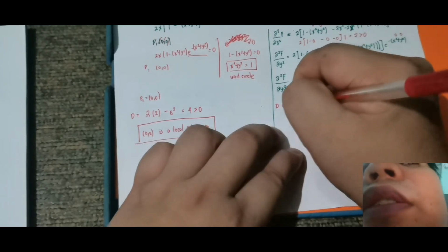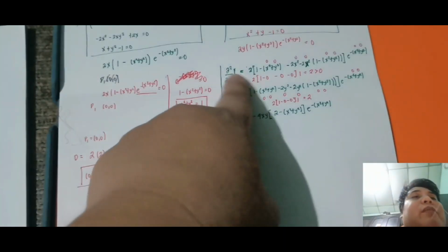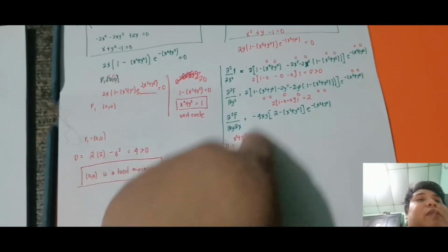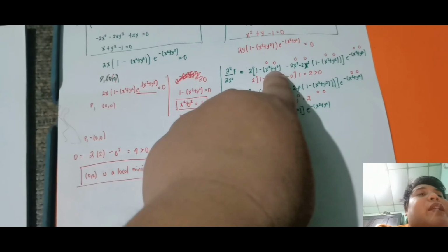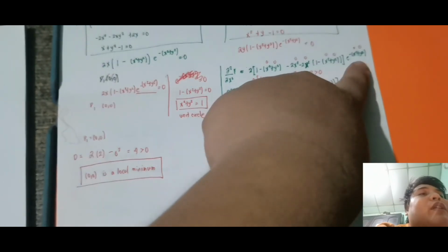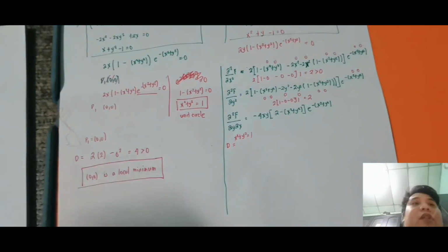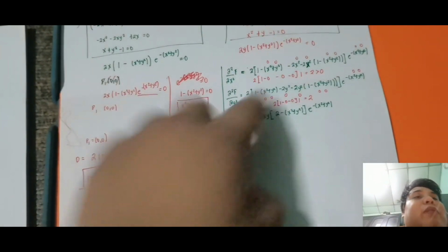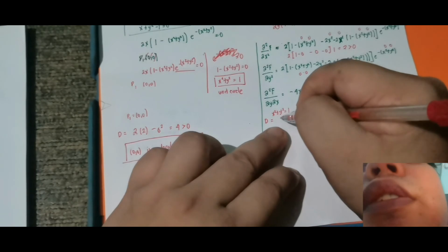Para sa D natin, una is yung second partial order derivative niya, with x squared plus y squared is equal to 1. So, kumbaga, lahat ng x squared plus y squared papalitan natin ng 1. Pati dito, papalitan ng 1. Pati ito, papalitan ng 1. Dito naman, syempre, di natin alam kung ano ipapalit. Obviously, ito ay 1.